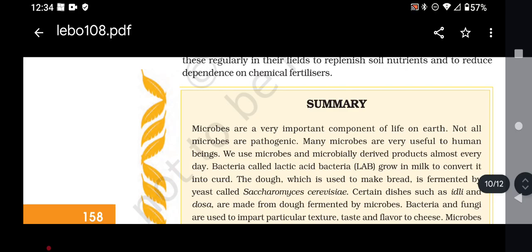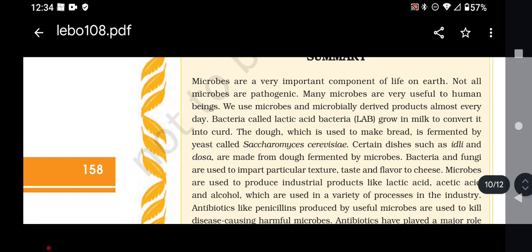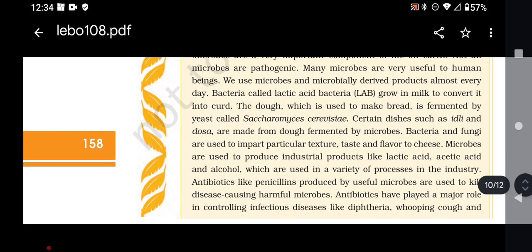Summary: microbes are very important components of life on earth. Not all microbes are pathogenic. Many microbes are very useful to human beings. We use microbes and microbially derived products almost every day. Bacteria called lactic acid bacteria grow in milk to convert it into curd. The dough which is used to make bread is fermented by yeast called Saccharomyces cerevisiae. Certain dishes such as idli and dosa are made from dough fermented by microbes. Bacteria and fungi are used to impart particular texture, taste, and flavor to cheese.